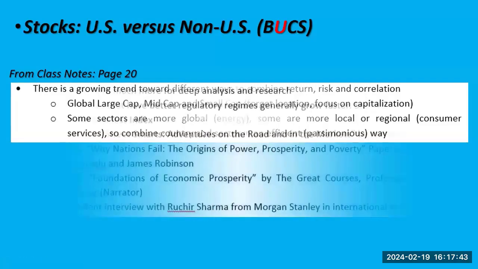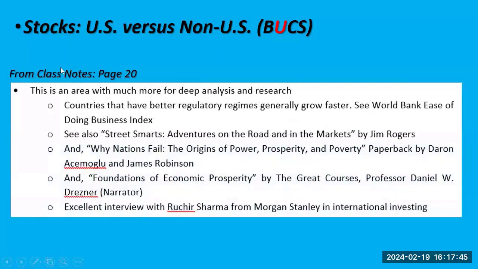But all right, so places you could research more. We already talked about the World Bank ease of doing business. This guy here, Jim Rogers, he's got some good books out there. He has one book called Street Smarts. It's a little dated, but pretty good. His whole thing is Asia. He thinks Asia is going to be the big story going forward. But I don't know if he's changed his opinion given the problems China's having.